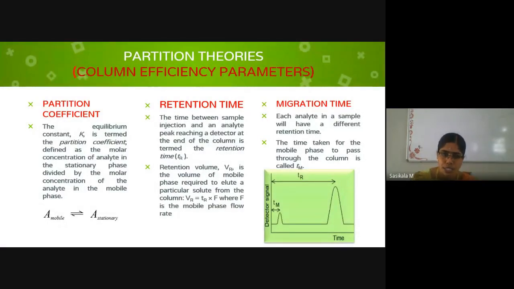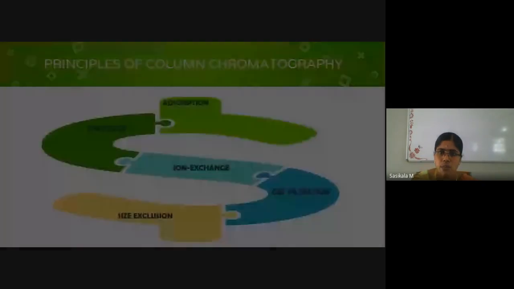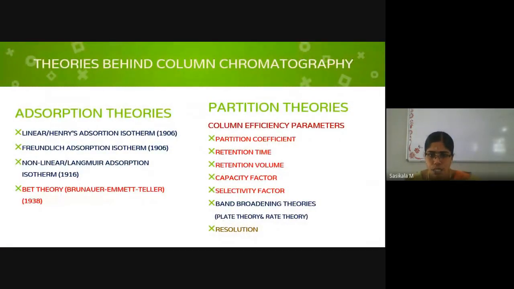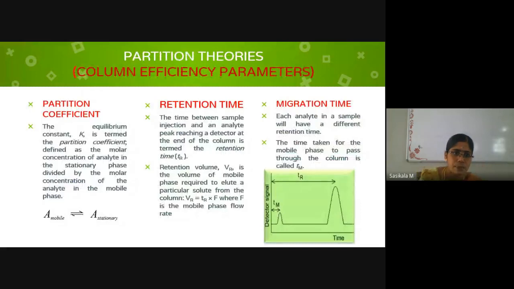So in column partition theories, as column efficiency parameters, we have discussed partition coefficient, retention time, retention volume, and migration time. There are 4 headings we have discussed. What is partition coefficient? What is retention time? Retention time, to remember in one line, is the time taken for 50% elution, or to reach peak maxima. Either you can say peak maxima, or 50% elution of solute. For reaching this maxima, how much time in minutes the solute takes through the column is called retention time.